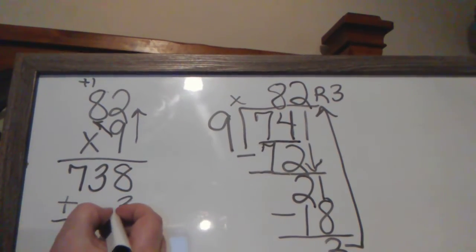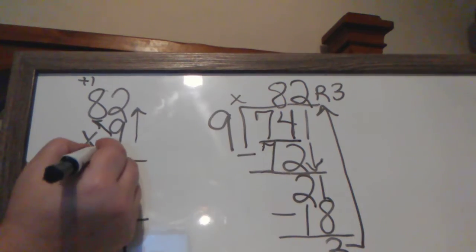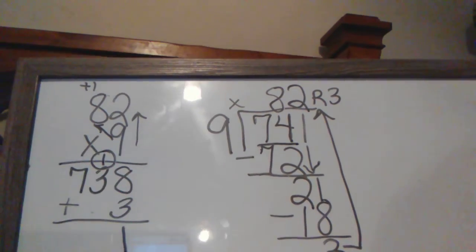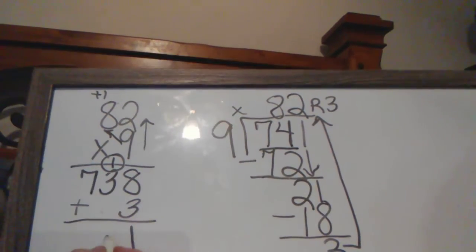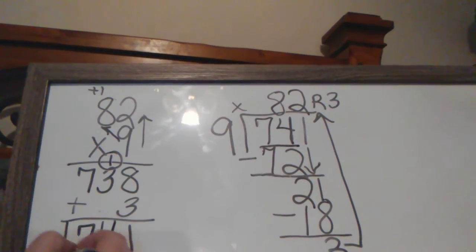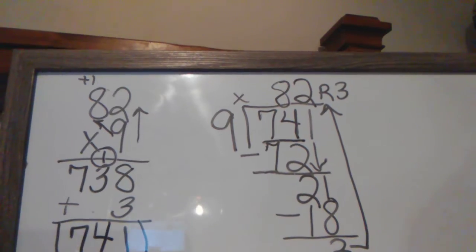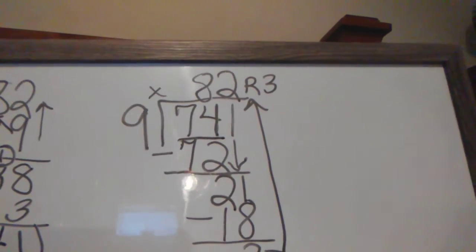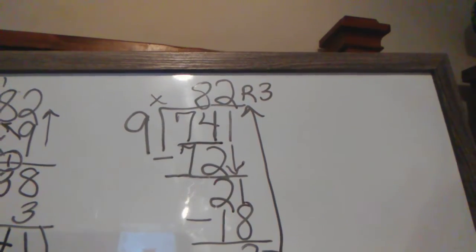8, 9, 10, 11. So we carry 1 over and circle it so you can see it in there. 3 plus 1 more is 4. And 7 plus 0 is 7. So that 741 was our dividend. That means my quotient, 82, remainder 3, is correct.